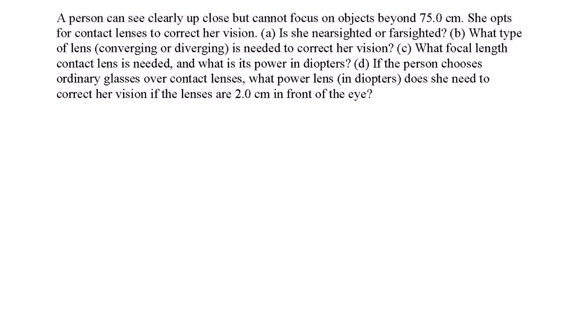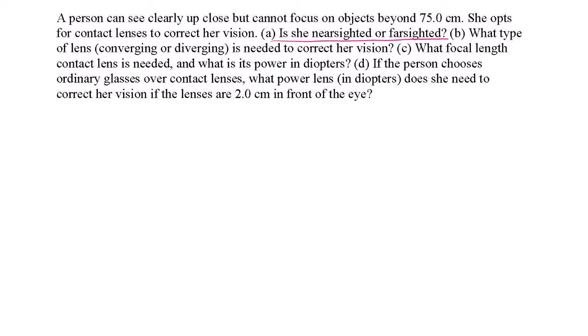This problem is about corrective lenses. So a person can see in this situation clearly up close but cannot focus on objects beyond 75 centimeters. She opts for contact lenses to correct her vision. Is she nearsighted or farsighted? Let's start with this question to answer, and then we will read further.